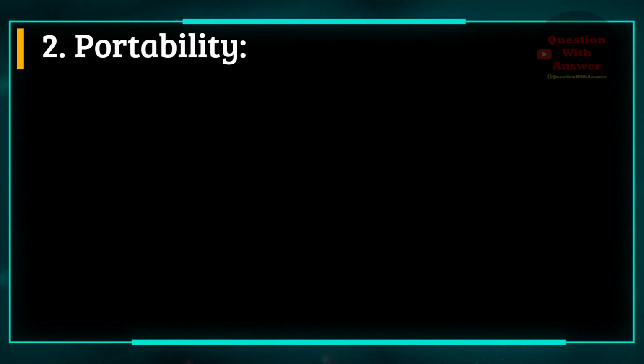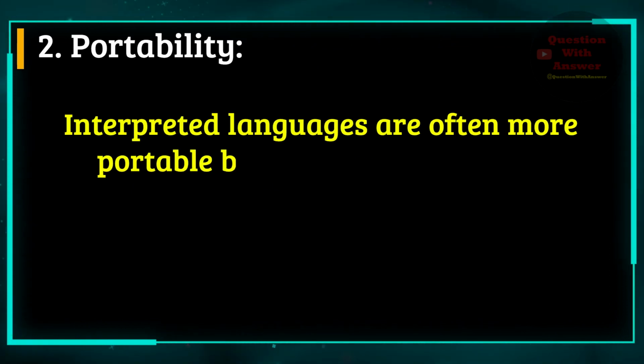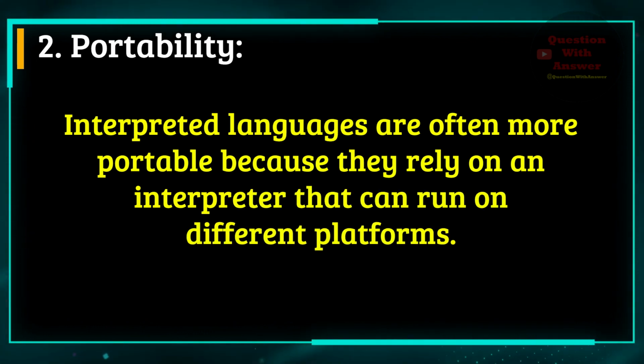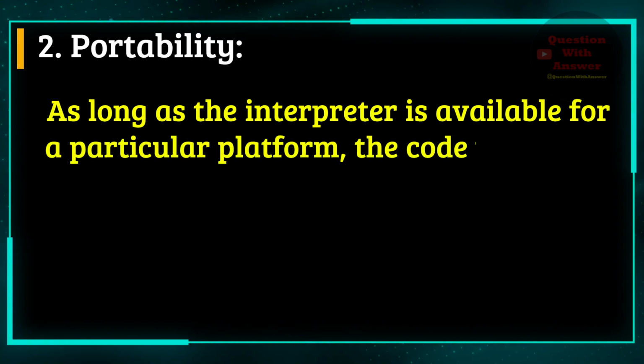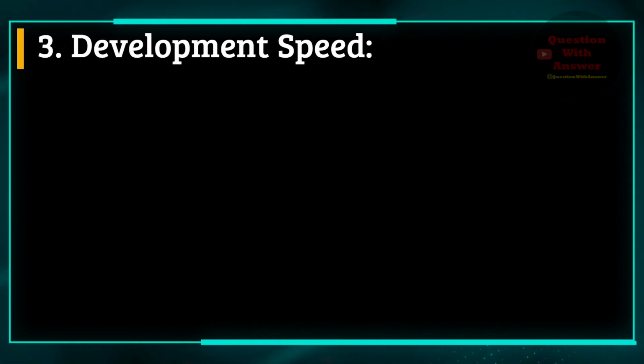2. Portability. Interpreted languages are often more portable because they rely on an interpreter that can run on different platforms. As long as the interpreter is available for a particular platform, the code written in the interpreted language can be executed without modification.